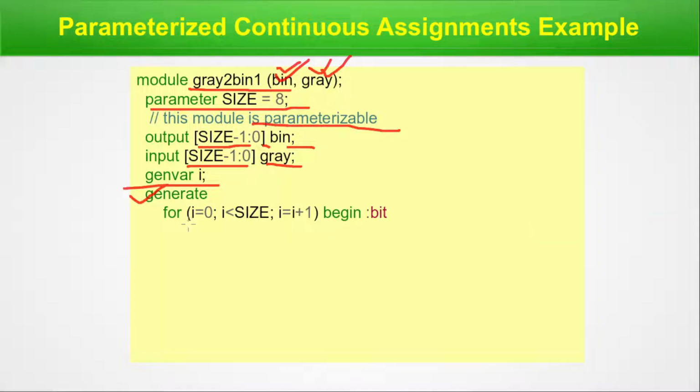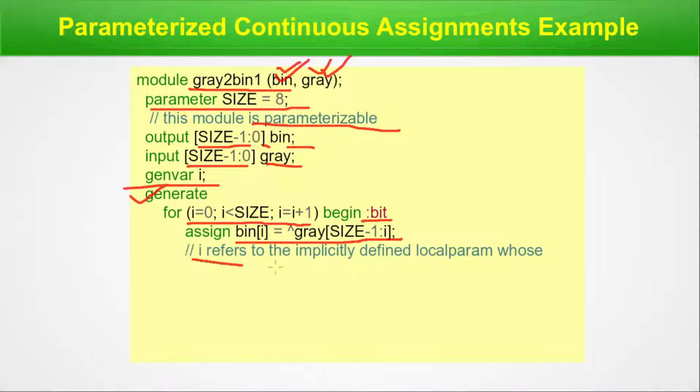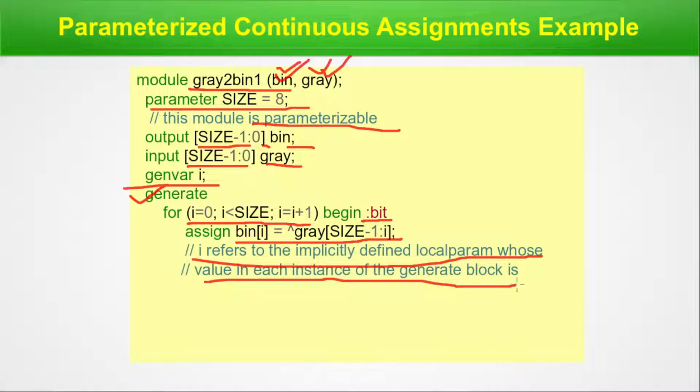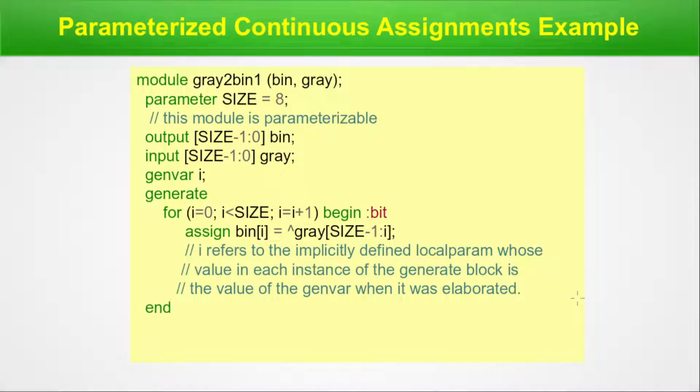Next, we have the for loop, and here the counters are there and its name is bit. We have an assign statement here, and we are using this equation for the assign. And here i refers to the implicitly defined localparam whose value in each instance of the generate block is the value of the genvar when it is elaborated. So this is the way we are using i, and also we are using the localparam here. So let me read it out again in a continuous mode.